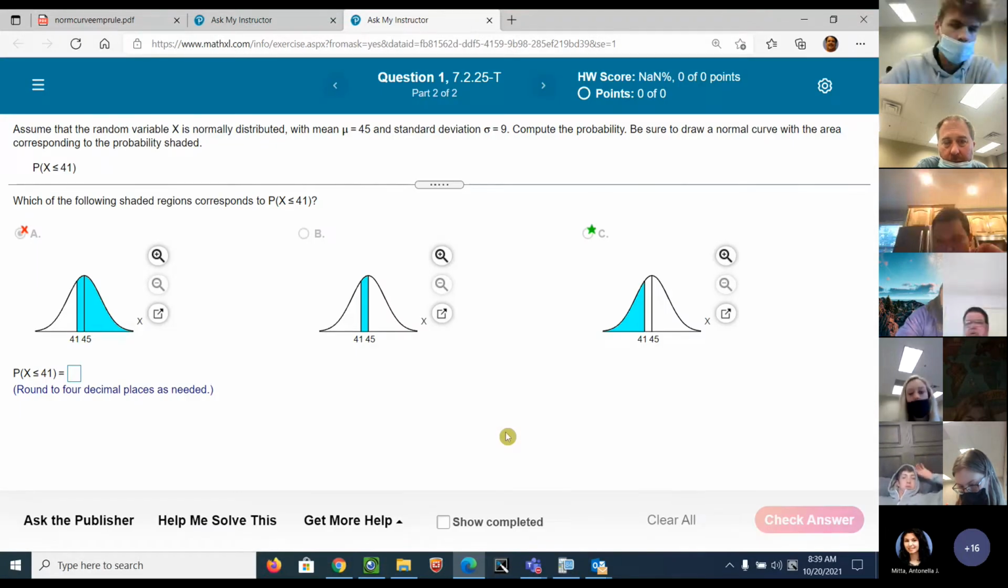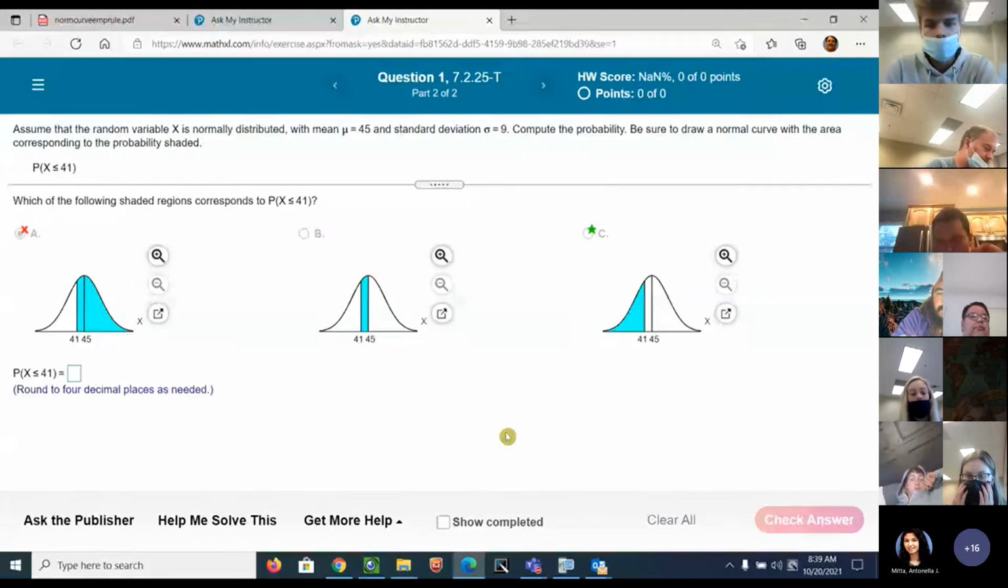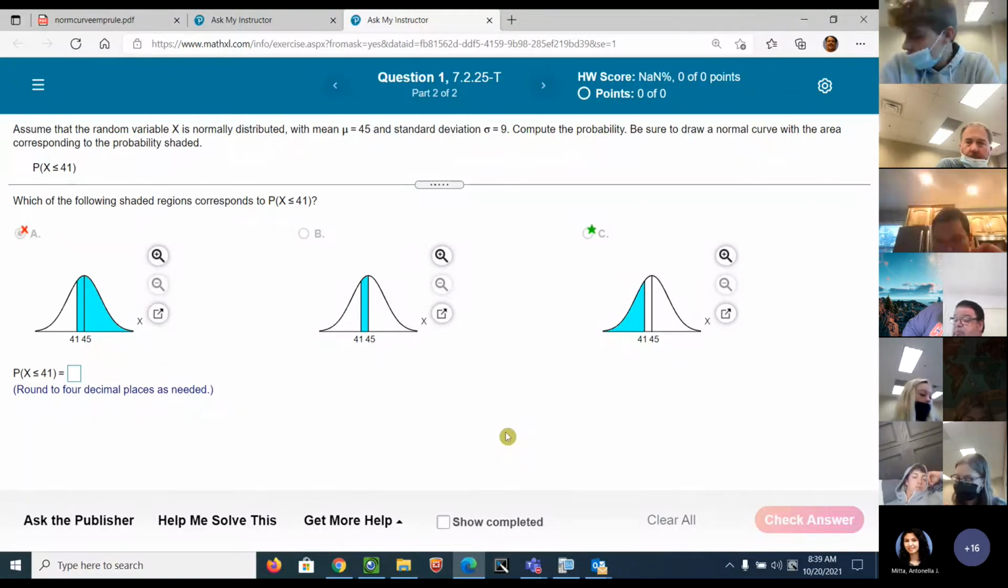And please make sure you read the inequality right, unlike your teacher. Probability of your score being less than or equal to 41. And we have a mean of 45, great, and a standard deviation of 9. So go to the whiteboard.